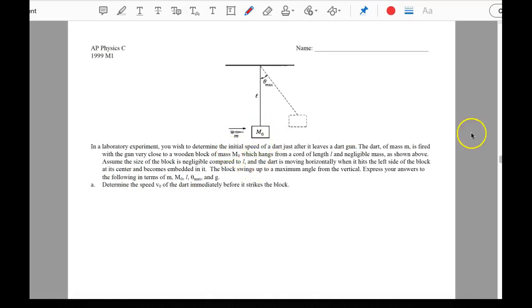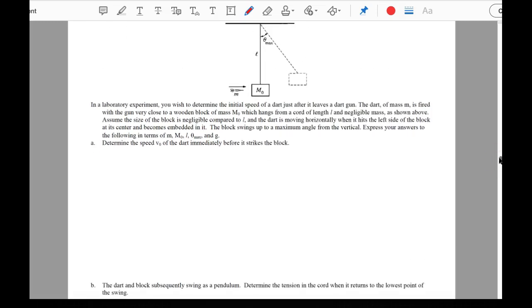Hey, this is Horner, and this is the 1999 M1 question. In this lab experiment, you've got something called a ballistic pendulum. So they shoot a dart at a block, maybe a piece of styrofoam that's got a little bit of mass on the inside, and then this whole thing swings up and goes up to about here. And so they want to find out how fast this object is going.